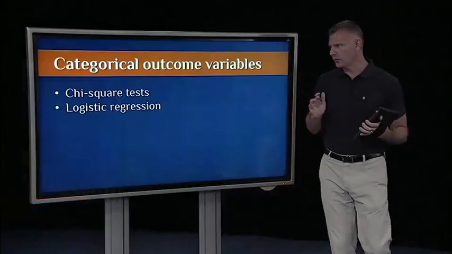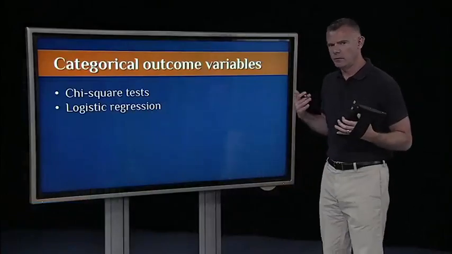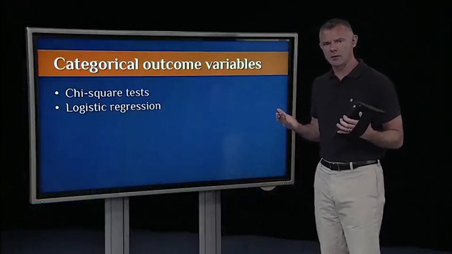And in this last segment, we'll talk about what we covered in the last few lectures, which are how to deal with non-normal distributions and nonlinear models. So we first dealt with that with categorical outcome variables.